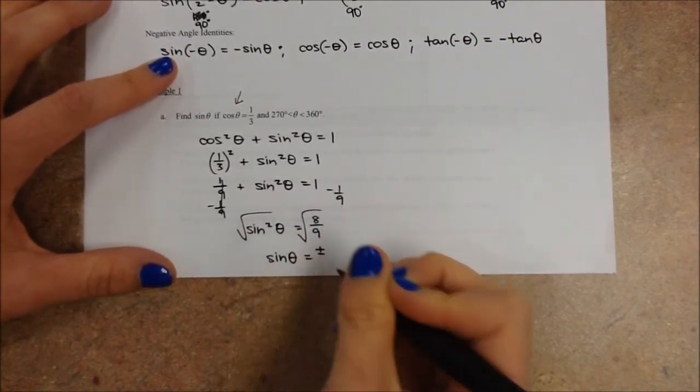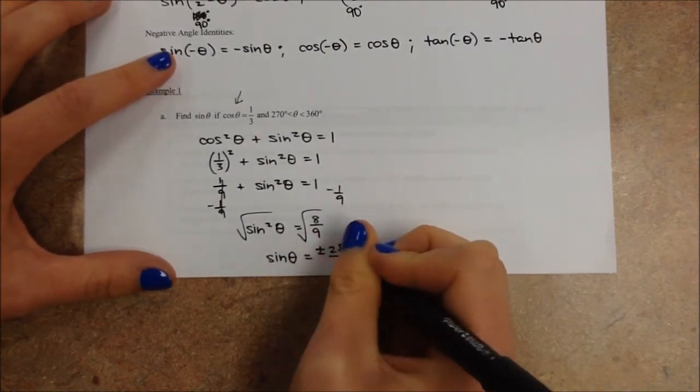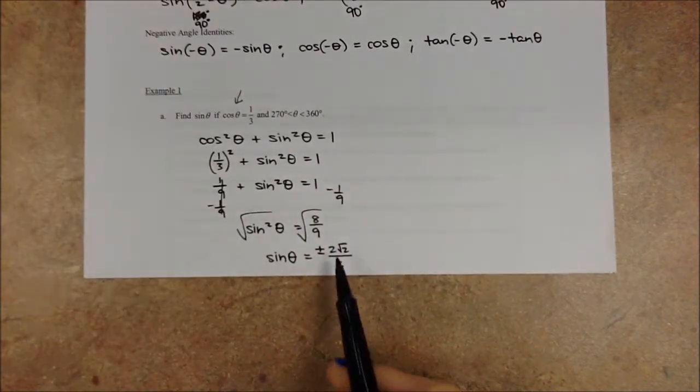So whenever I square root, remember you're always going to get a plus or minus. The square root of 8 simplifies to 2 root 2, and the square root of 9 is 3. Okay, so it's either plus or minus.